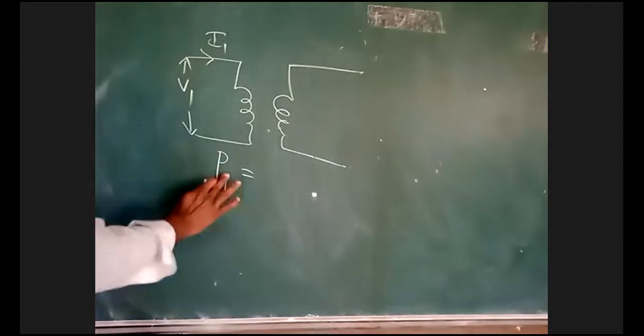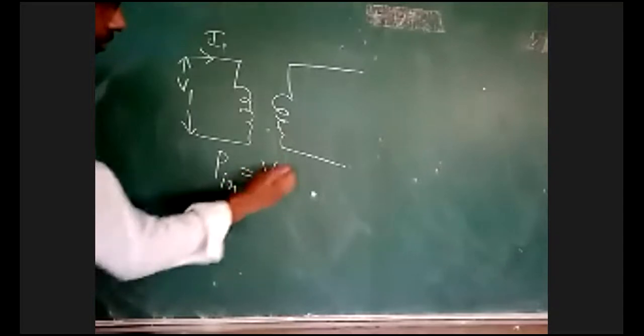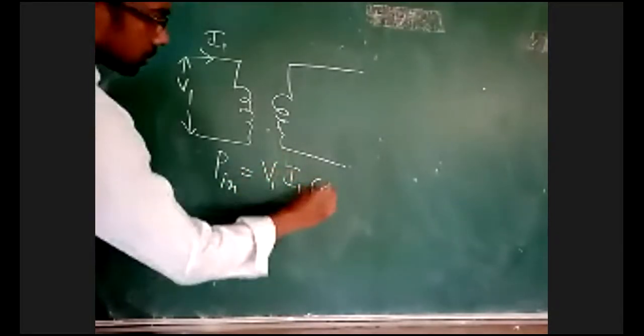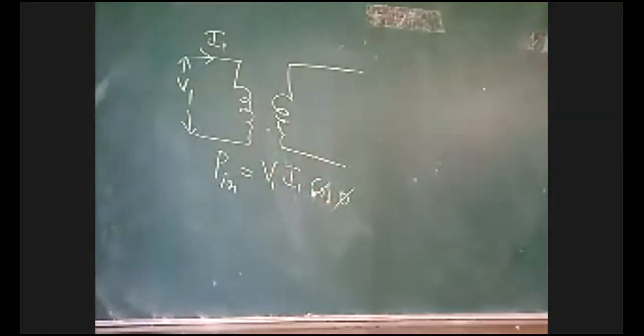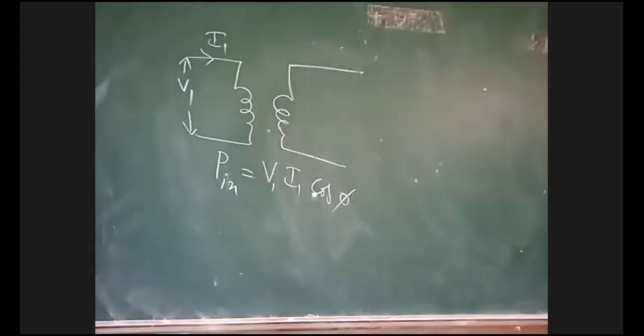See here. What is the input power? What is the formula for power? The formula for P is V1 I1 cos phi. This is the input power.